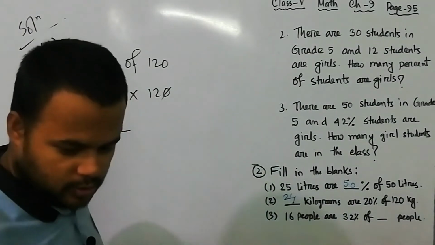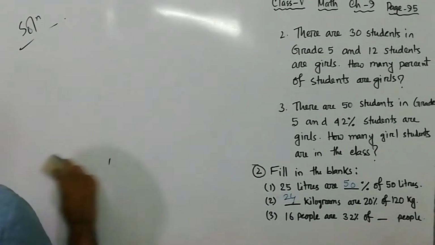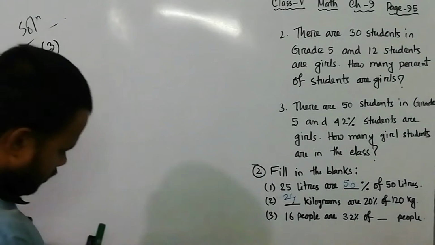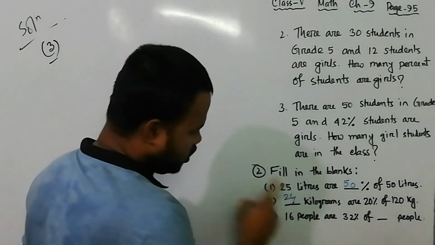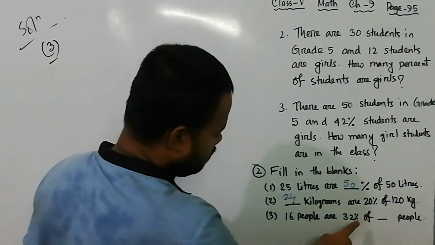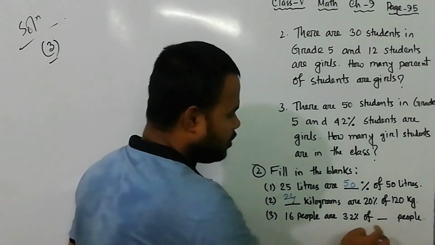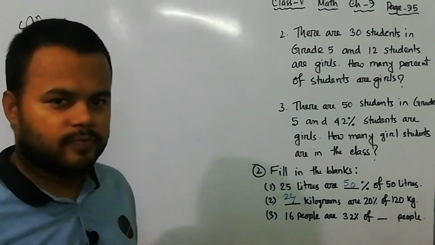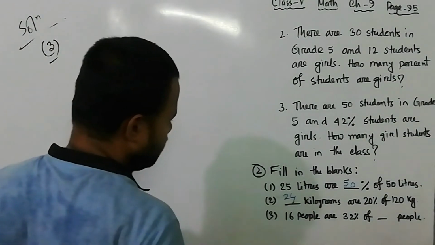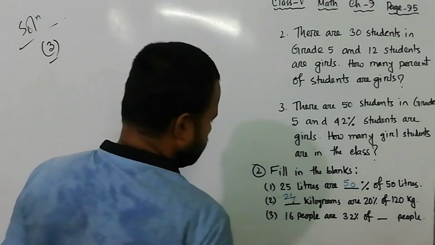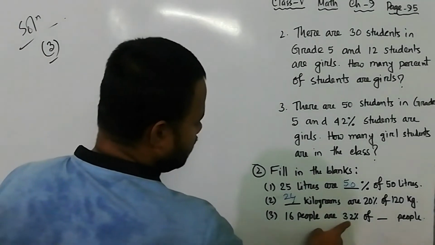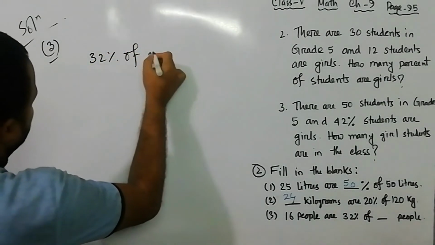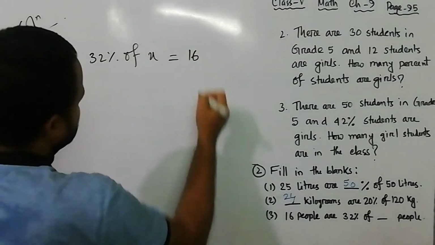And number 3 here. The question is 16 people are 32% of what people? That means you have to find out the total number of people here. Similarly, if we let x people here, that means 16 people are 32% of x people. That is 32% of x equals to 16.